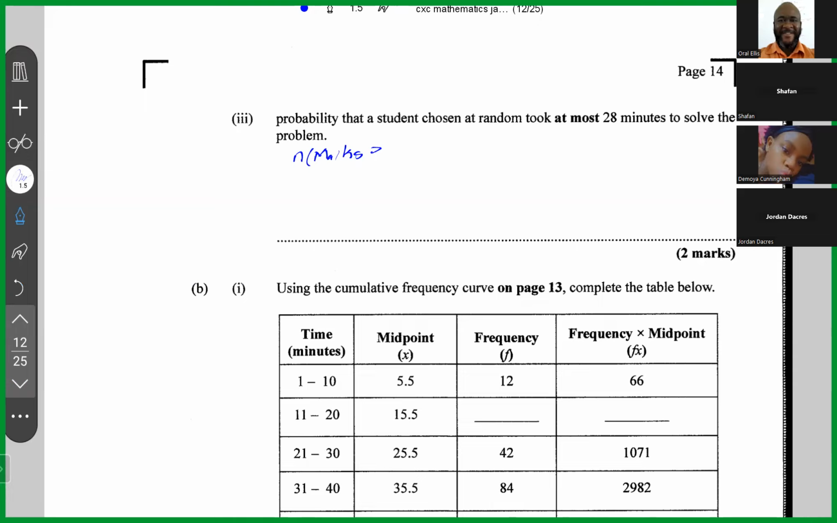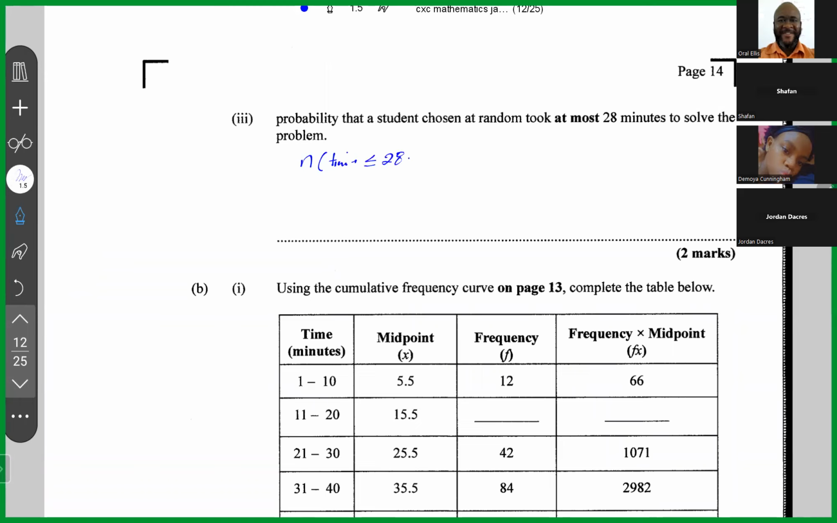Oh Lord, I'm interpreting this thing wrong. At most, how many students took at most 28 minutes? At most means 28 minutes or less. At most means it doesn't go more than 28 minutes. How many students took 28 minutes or less? So it's the number of students with time that is less than or equal to 28 minutes.